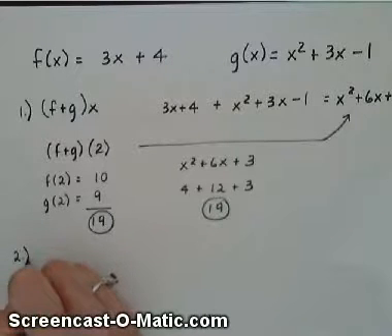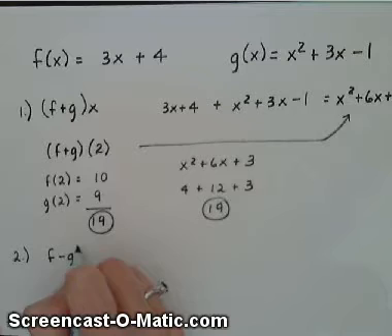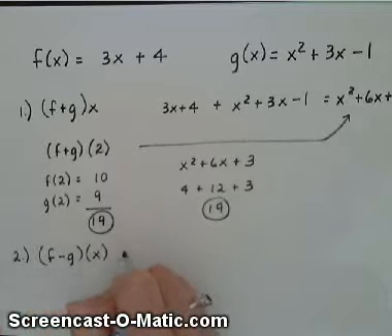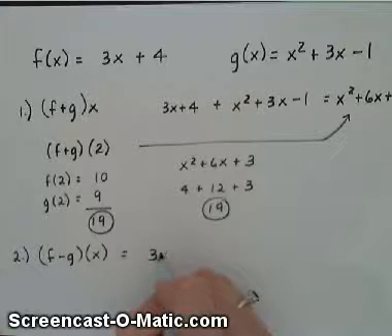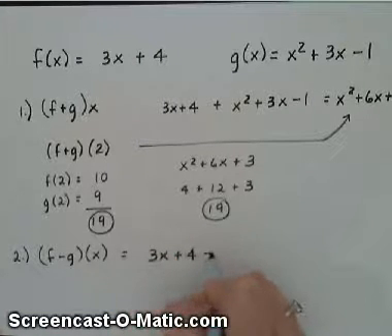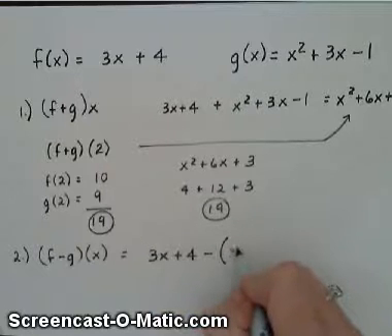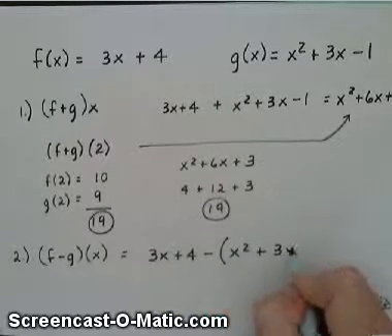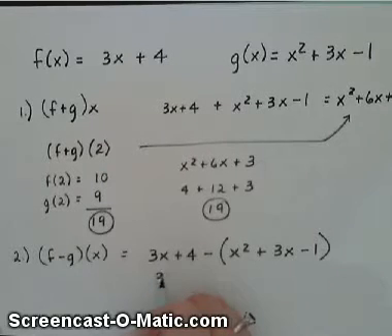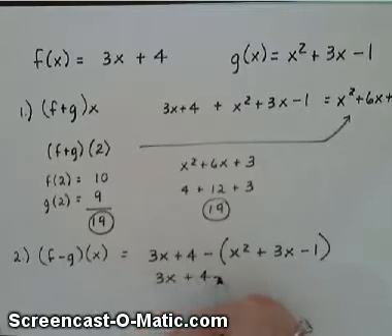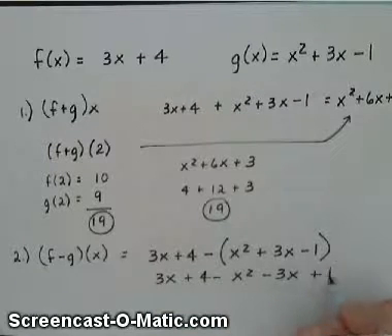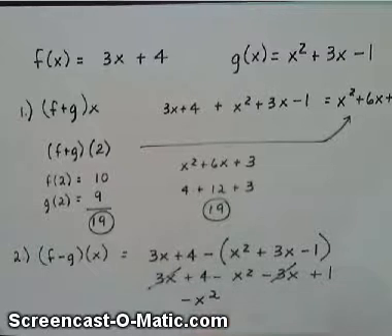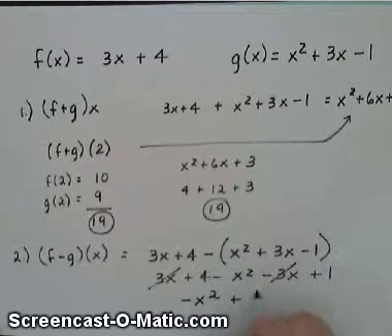Number 2, let's look at f minus g of x. And so that says, now remember subtraction's not commutative, so if it says f comes first, this would be defined as 3x plus 4 minus, and then put some parentheses so you get the signs right, x squared plus 3x minus 1. And let's simplify. 3x plus 4 minus x squared minus 3x minus minus, which is plus 1. You're going to lose the 3x's. And the value of this subtraction is negative x squared plus 5.